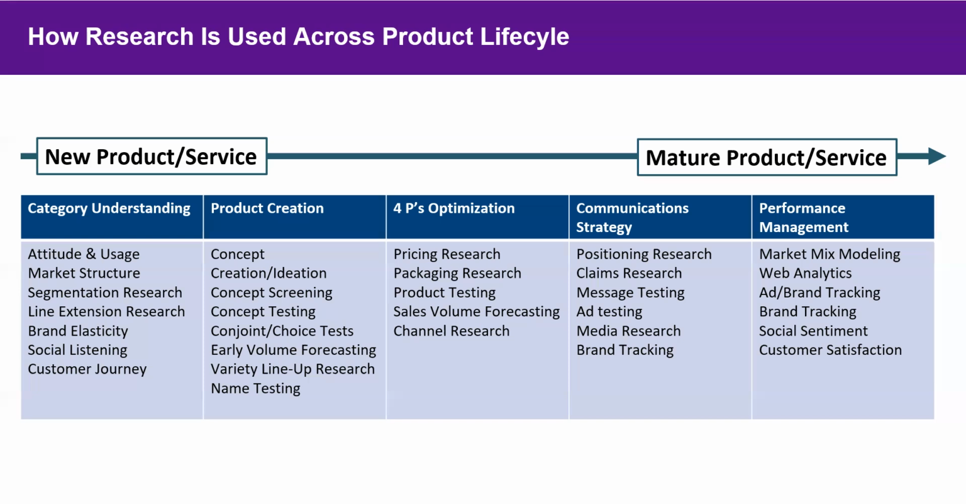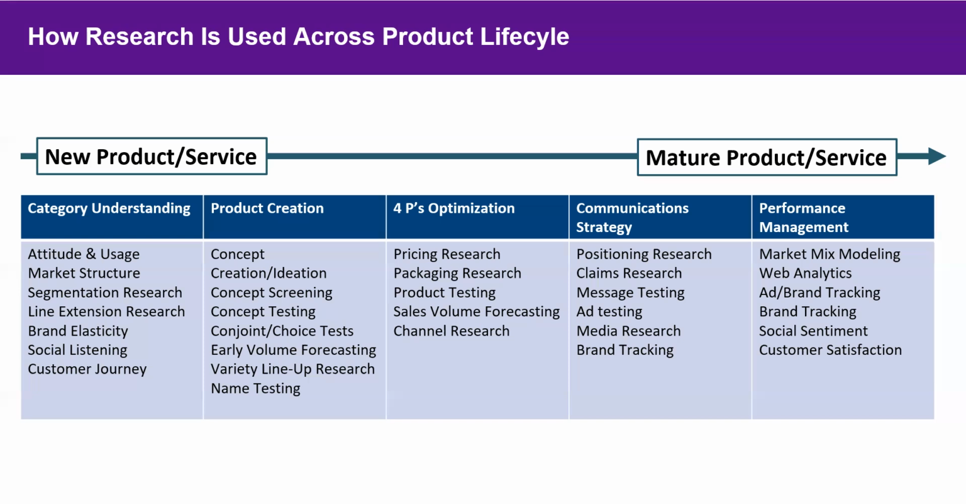Variety lineup research: what are the different SKUs that you would offer as you launch a product? And name testing. In terms of 4Ps, we can do traditional pricing research and package research. What is this package telling a consumer? How can we optimize it? Product testing, where we send our products to consumers and have them spend some time with them and give us feedback. Sales volume forecasting, and channel research to understand where we should be thinking about messaging, which leads us into comm strategy.